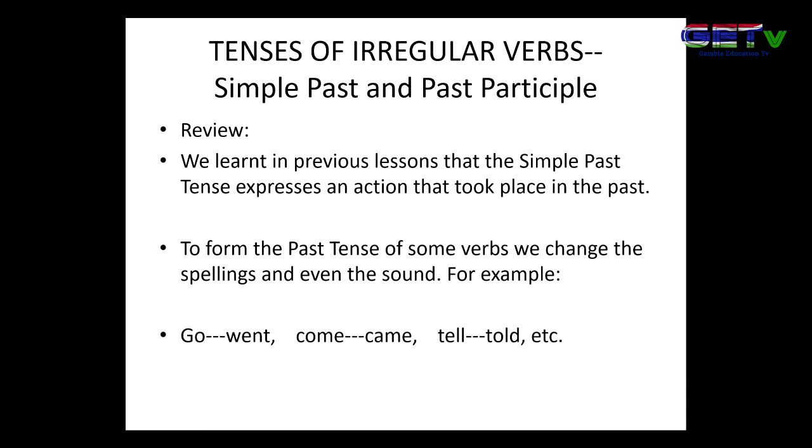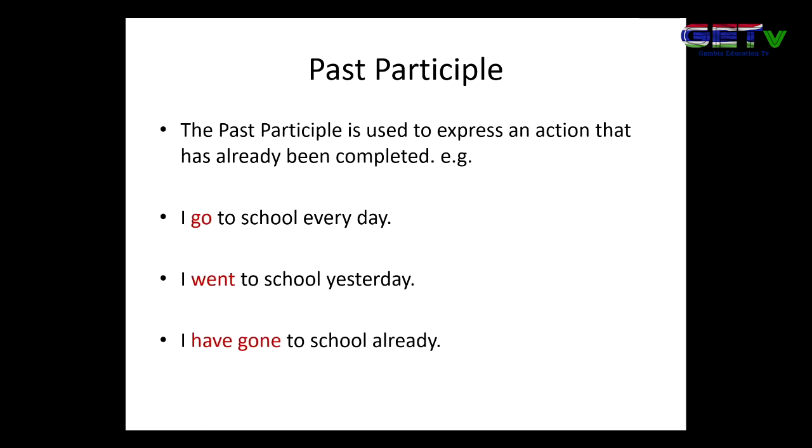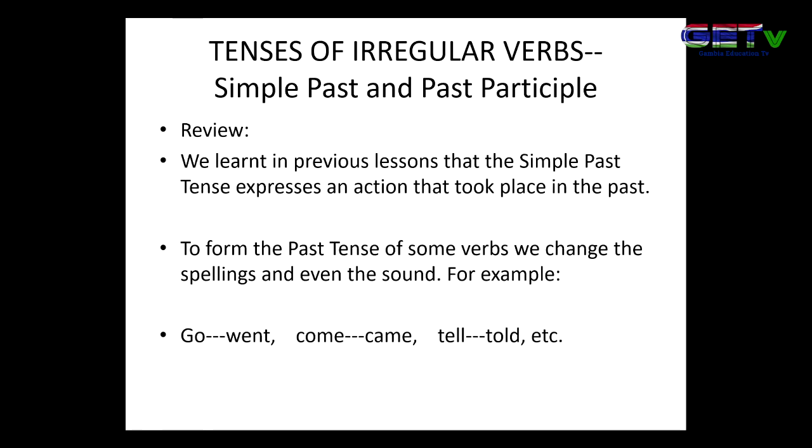We learned in the previous lessons that the simple past tense expresses an action that took place in the past. To form the past continuous tense, we use the past form of the verb to be plus the present participle of the verb with ing. Now, also to form the past tense of some verbs, we change the spellings and even the sound. Even in our last lessons, though we did not talk about it as a topic, it happened automatically in our lessons. We dealt with verbs like go.